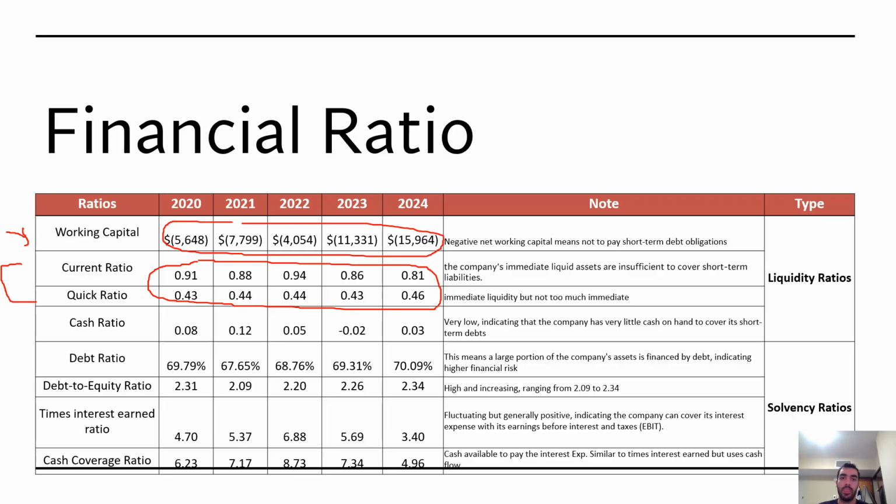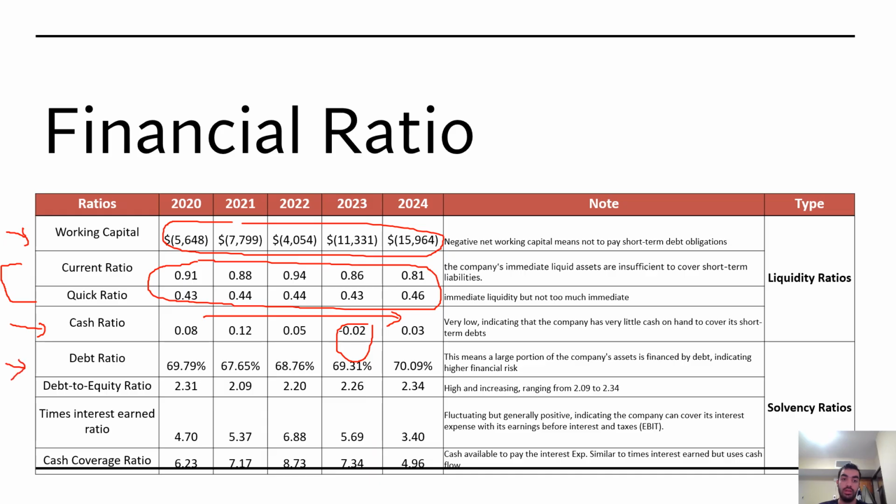So this is a kind of instability and insufficiency to cover short-term liabilities. Now we see the cash ratio is extremely low, fluctuating and nearly 0, and even in this year is negative. So it means there's minimal cash available for obligations.